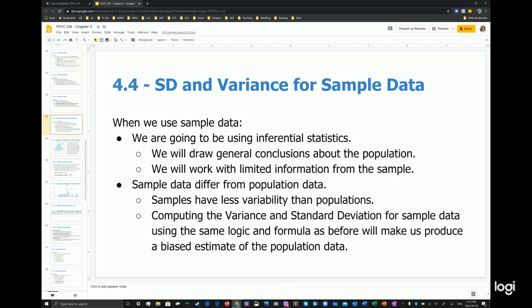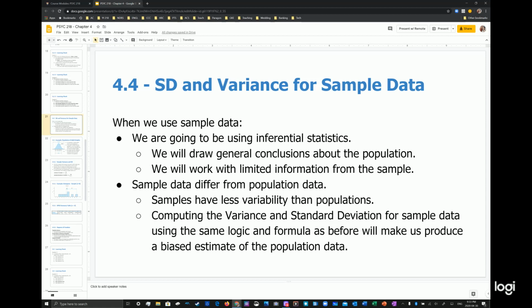Hi students. Okay, so this is our part 2 in chapter 4 in our PSYC 218 analysis of behavioral data, and we continue with measures of variability. So in the last part we talked about the range, we talked about deviation scores, we talked about variance derived from sum of squares, and we talked about standard deviation, which is the square root of the variance. And we talked about this with population data.